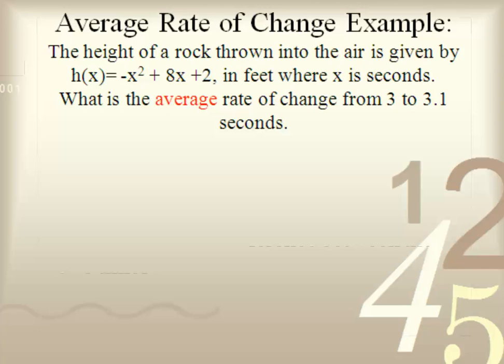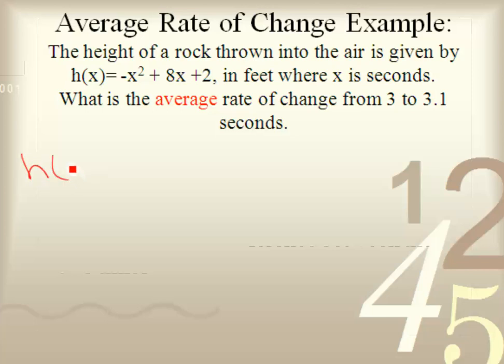If we have an equation for the height of a rock thrown into the air, it is given by h of x equals negative x squared plus 8x plus 2. This is measured in feet, where x is in seconds. You might be asked to find the average rate of change from 3 to 3.1 seconds. To do this, we first need to evaluate our function for our 2 points.